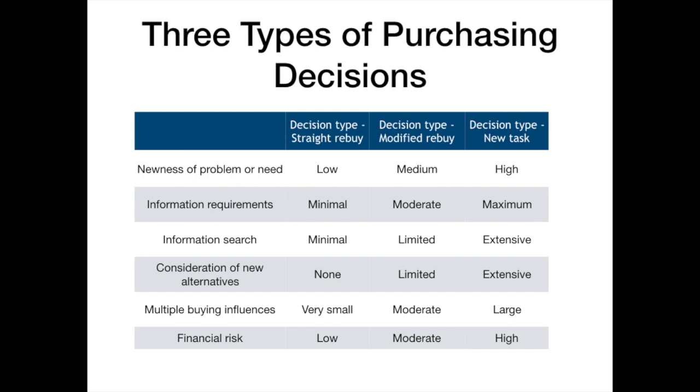A new task buy would be when the problem is new and the need could be very high. They usually require then a lot of information. They do an extensive information search, and they consider multiple alternatives from selling organizations. This tends to be the longest selling process and the longest sales dialogue for the salesperson.